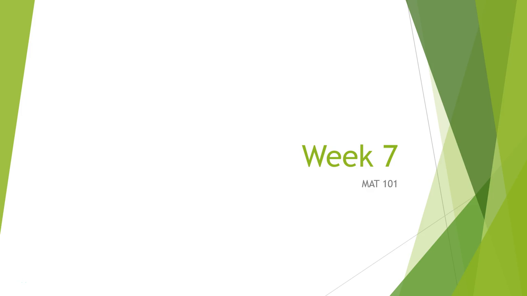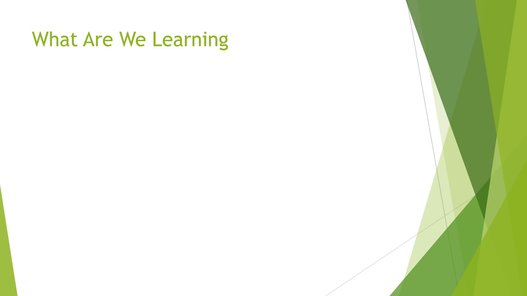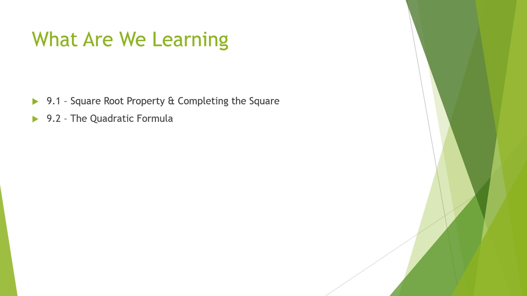Welcome to week 7. This is our final week of Math 101 this summer. Just to recap what we're doing this week, you're going to be learning about 9.1, which is the square root property and how to complete the square. Then in 9.2, we're going to talk about the quadratic formula. Included in that is talking about what's called the discriminant.